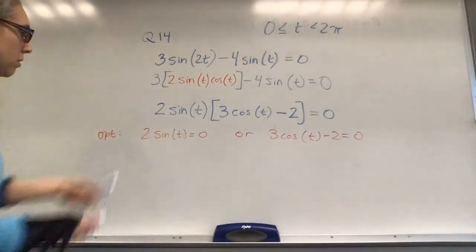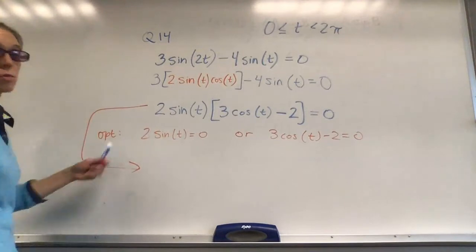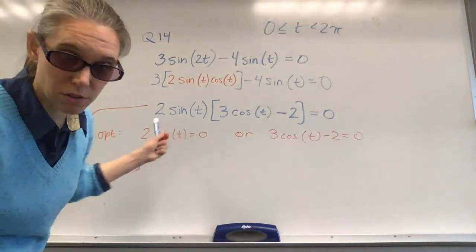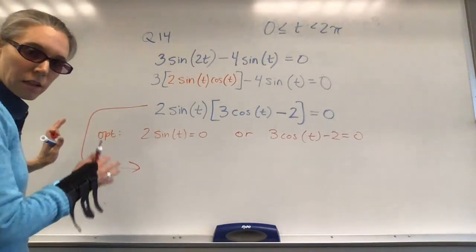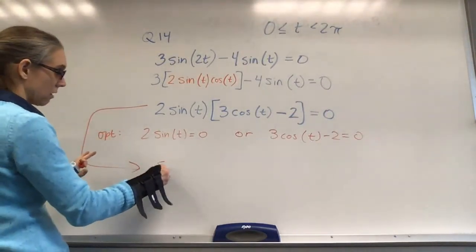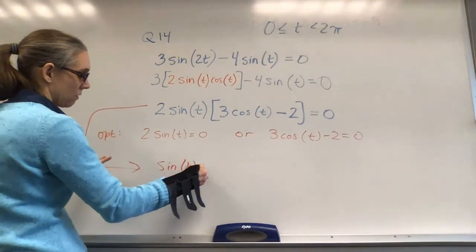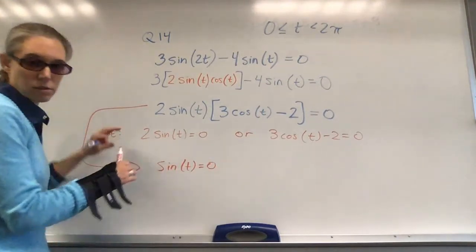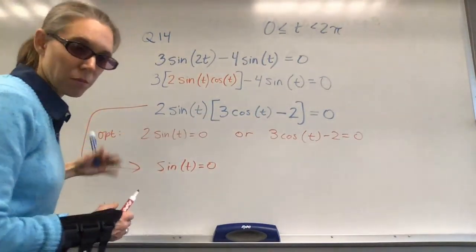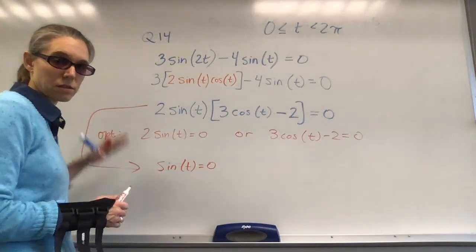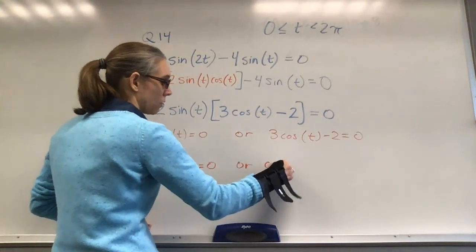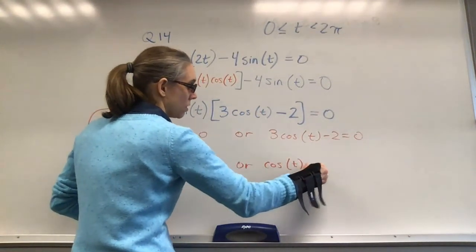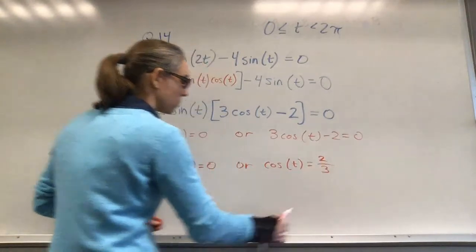You can actually skip this part right here. You could go straight. Now, I would make my intermediate algebra students show that step, the zero factor property step, but we're beyond that, so we're going to be okay with just going straight down to saying that sine of t is equal to 0. And likewise, you could skip that same sort of step in a previous problem, the zero factor property step, and go straight to the result here. Or the cosine of t is equal to 2/3.